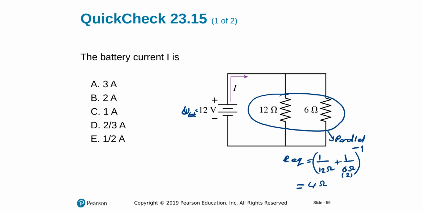I'm going to go ahead and call this guy I total. So I total is equal to delta V total divided by R equivalent. And I have 12 volts for my total potential difference and 4 ohms for my R equivalent. So I have 3 amperes.